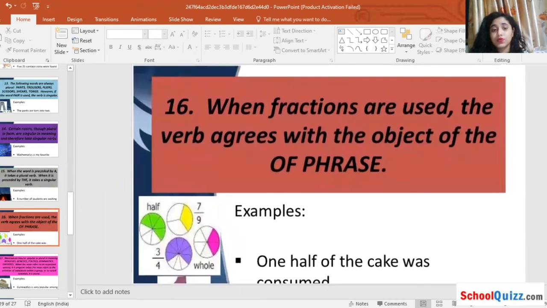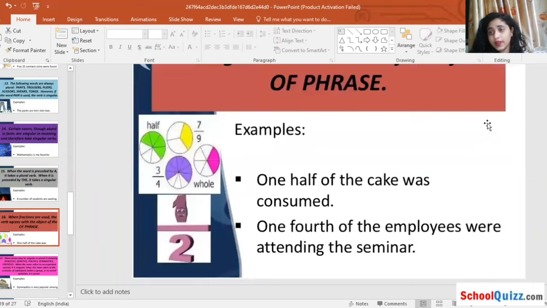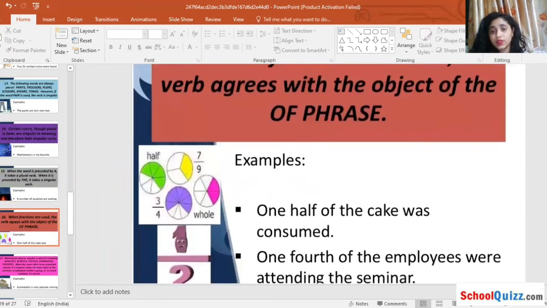When fractions are used, the verb agrees with the object. The verb agrees with what? The object of the phrase. Now, okay. Object of the phrase. Examples.